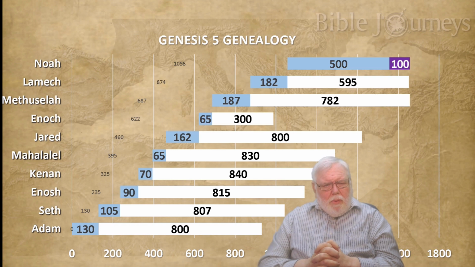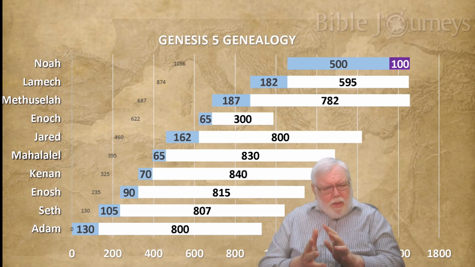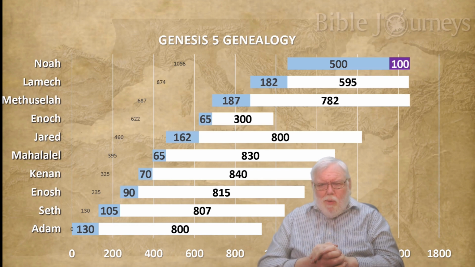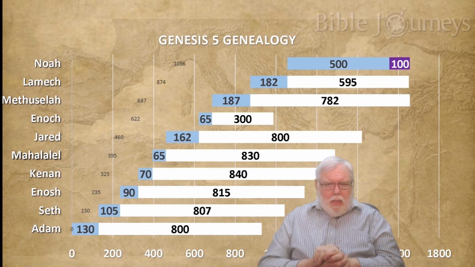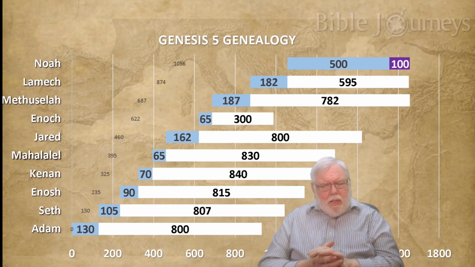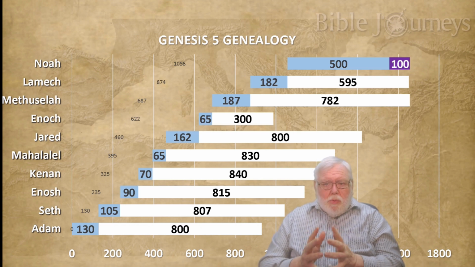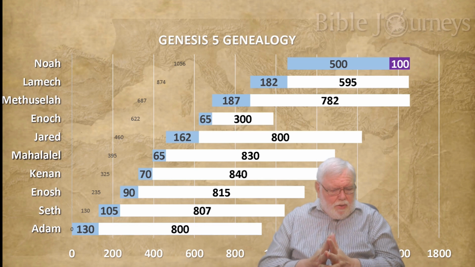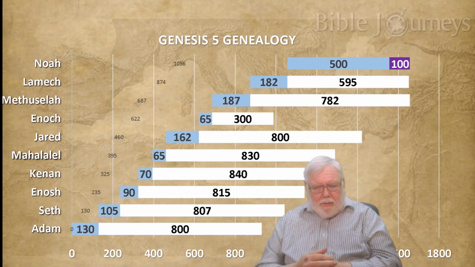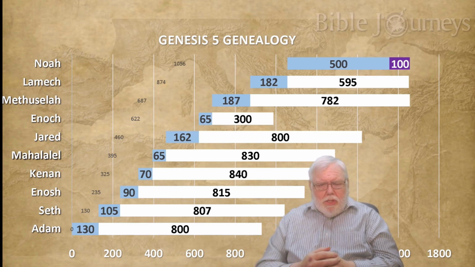Now, I'm going to mention right here, because we don't have much time for this. I don't want to take a lot of time, but these numbers may or may not be literal, and they may or may not be symbolic. They seem to be certainly symbolic. And the perfect example of that is when it comes to Enoch, who lived, we're told, 65 years and begat a son, begat Methuselah. And then he lived 300 years, but he didn't die. He was no more, for God took him.